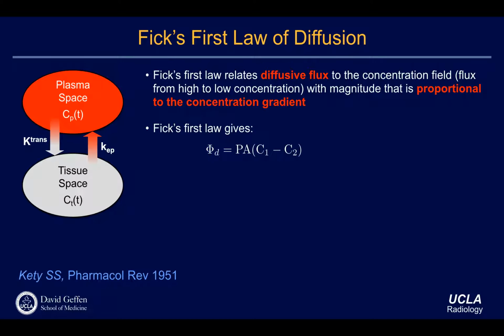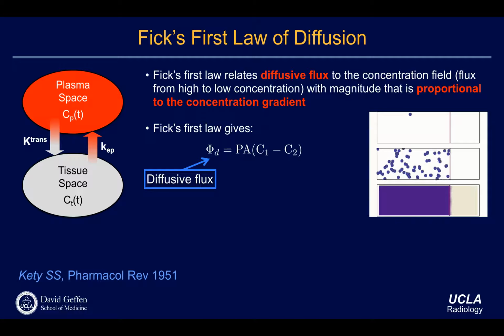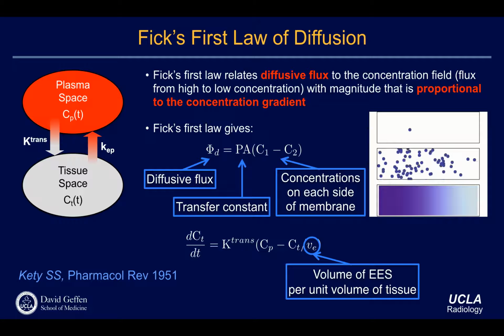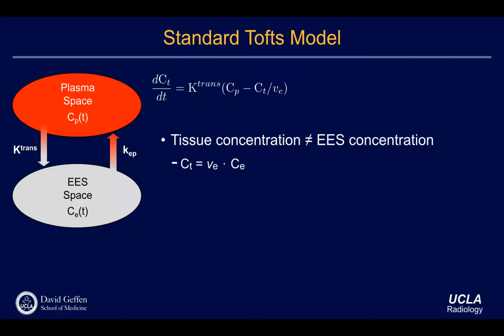So, back to this equation, right, from Fick's first law, you have this equation. I'm just rewriting it here. And then a few things you need to remember. One is, as I said, the tissue concentration is not the same as the extravascular extracellular space concentration. So you need to compensate. To compensate, there's a fractional volume, which is the fractional volume of EES. Okay? So CT will be equal to VE times CE.